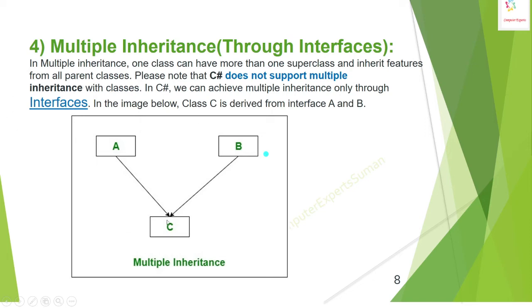Note one thing that C# does not support multiple inheritance with classes. If we want to implement multiple inheritance, we can implement it only through the interfaces. That means you can implement multiple inheritance in C# only by using interfaces.